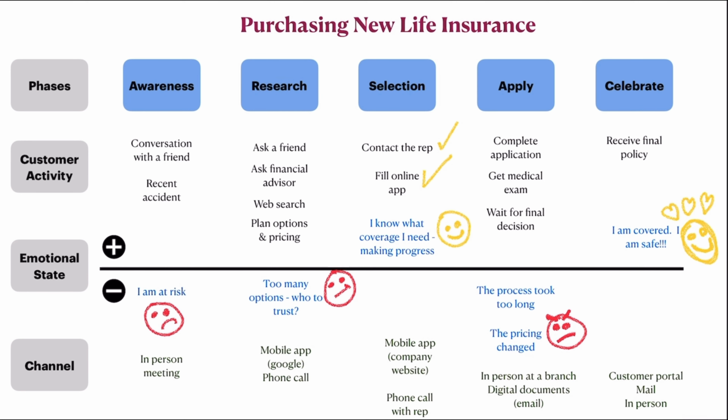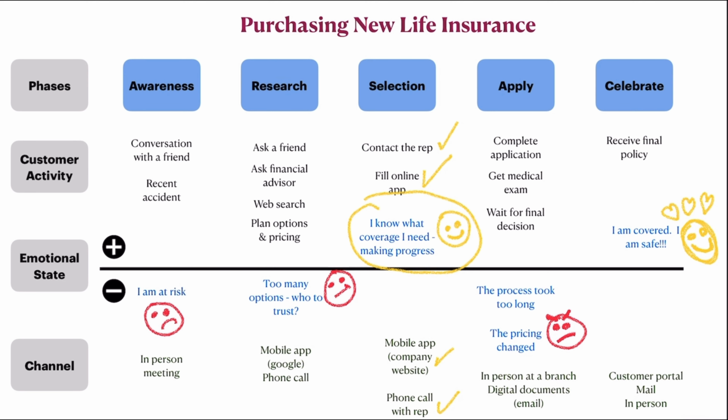And at this point in time, finally, you can see that their emotional state is actually a positive one, because they've made the realization of what company they're probably going to do business with and what type of coverage and the amount of coverage that they need. And at this point, they're probably either using the company's website to collect this information, or they are working with a rep using their telephone.